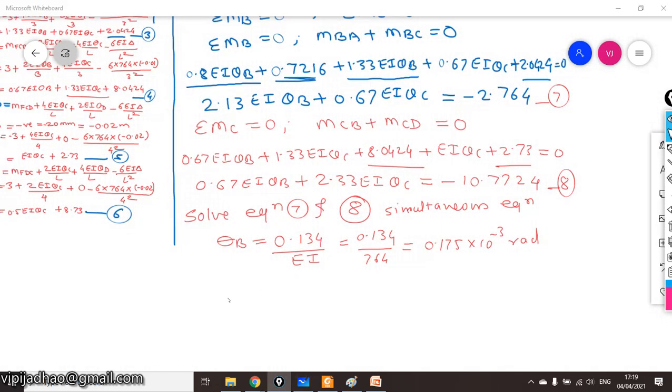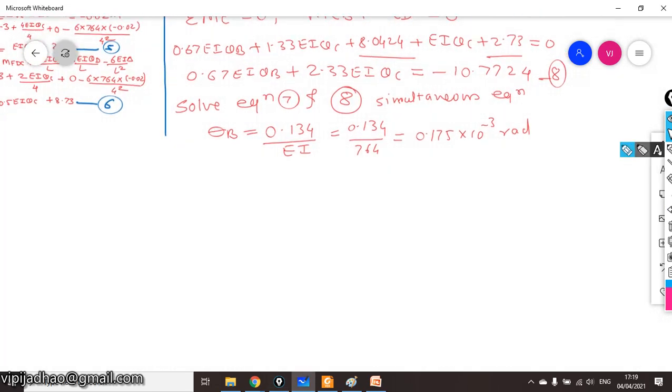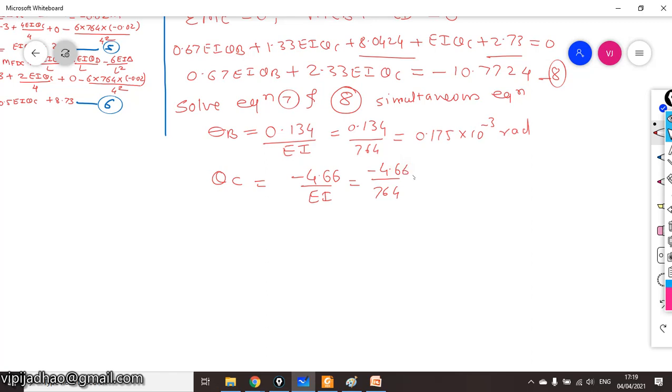And again theta C will be equal to minus 4.66 upon EI. You can put here EI equal to 764, so minus 4.66 divided by 764, it will be minus 6.09 into 10 raised to power minus 3 radian.